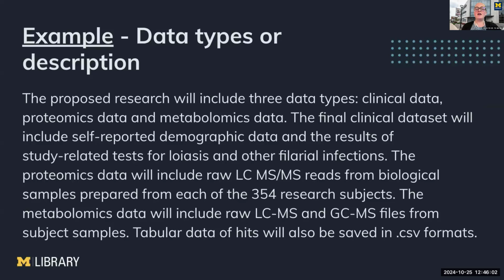So in this example, I'm not going to read the whole thing, but basically what they are saying here is that they'll be producing clinical data, proteomics data, metabolomics data, and they indicate that the number of expected research subjects is 354, and they indicate that tabular data will be in CSV format. So it's just a pretty thorough description of the data without going into a ton of detail, right?